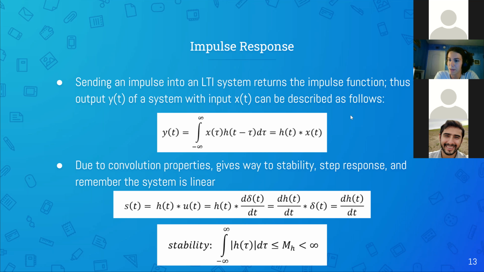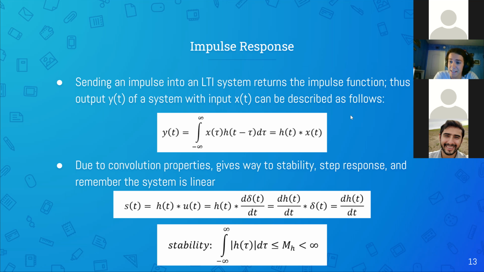Right. So then with the impulse response, we can essentially define stability and also the operation of something like a step response. The operation of a step response is just that if you convolve something with u of t, it's the same thing as taking the derivative of it. Sort of a weird thing to think about.